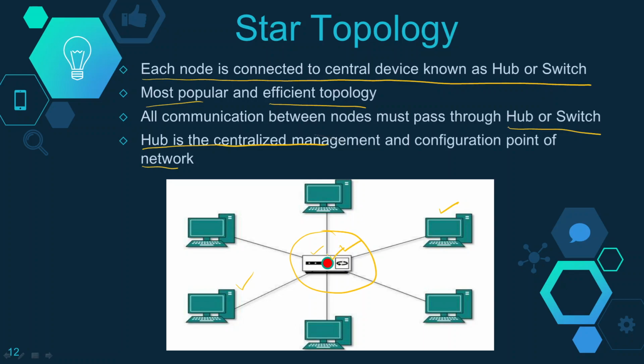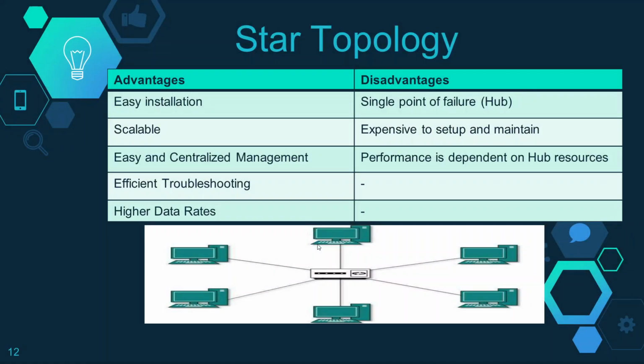Now, how does the communication in star topology work? Let's suppose this computer wants to send data to this one. It is done through this device. It cannot send it directly to this computer; it must go through the central device. So what are the advantages and disadvantages of the star topology?